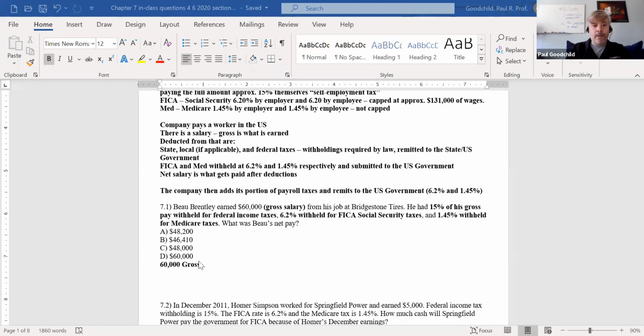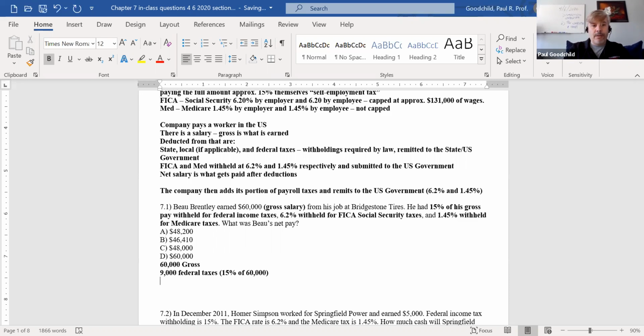Okay, so 60,000 gross pay, 9,000 in federal taxes. And this is just how I calculated it, 15% of 60,000. And then we're going to have 6.2%.